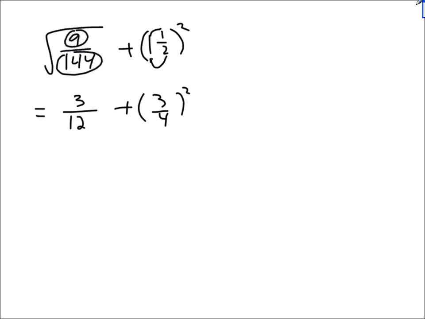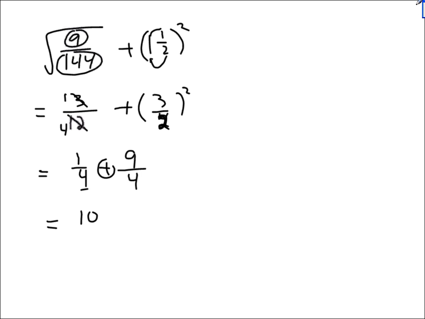3 over 2. Then I'll say 3 goes into both of these numbers 1 time and 4 times. This is a quarter plus 3 over 2 squared, 3 squared over 2 squared.